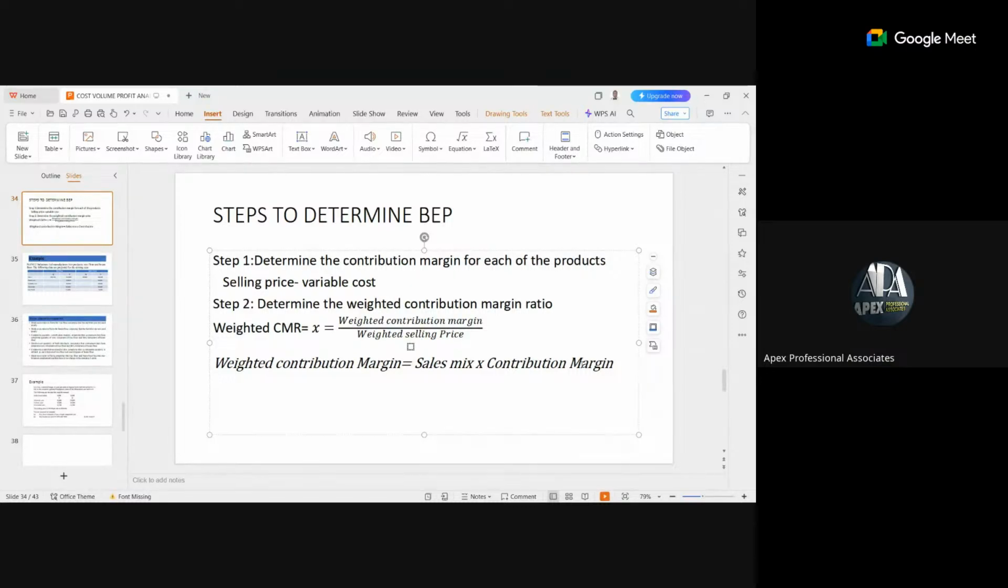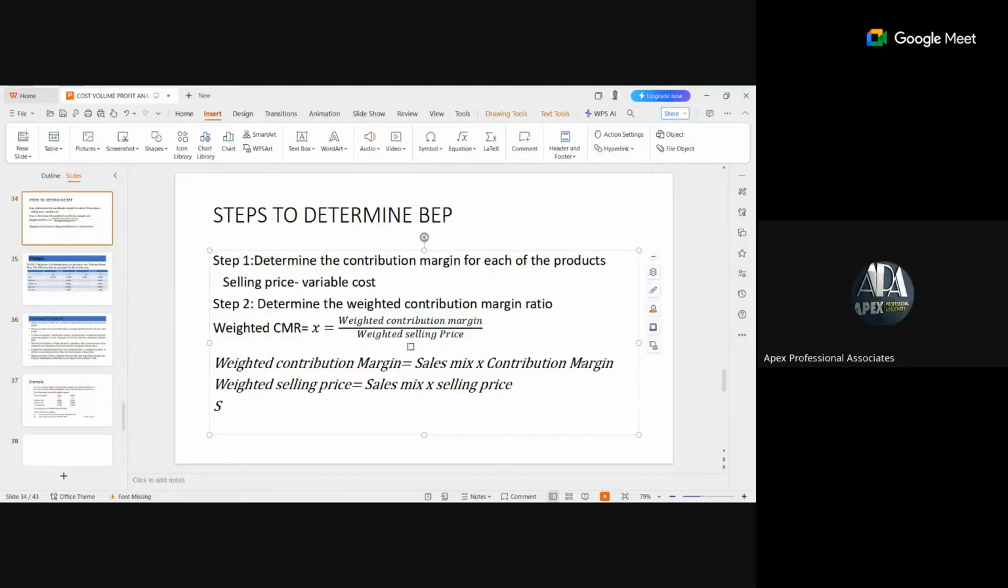Now, weighted selling price. How do you determine that? Weighted selling price is your sales mix multiplied by what? Selling price. Multiplied by selling price. Sales mix simply means proportion, ratio between two items, between two products, between two values of sales, the ratio. Now, that is the step 2.